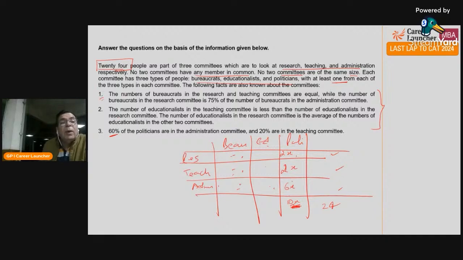Similarly, if I look at statement number 1, the number of bureaucrats in research and teaching committee are equal. While the number of bureaucrats in research committee is 75% of bureaucrats in the administration committee. So what would I do? I'll say let administration be 4y, let these 2 be 3y each. Why would I do this? Because I don't want to work with decimals. I want to work with integers. There's a middle statement as well, but these 2 shorter statements are telling me it will be done, and it should not be too big a problem.